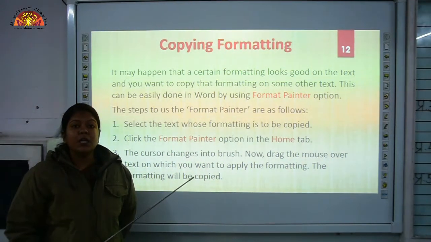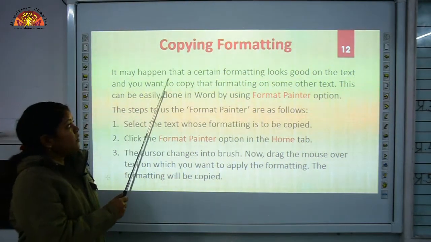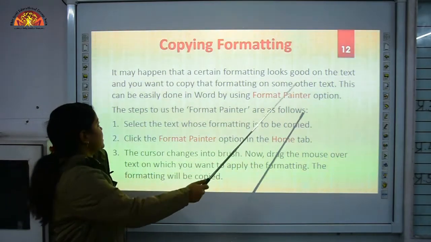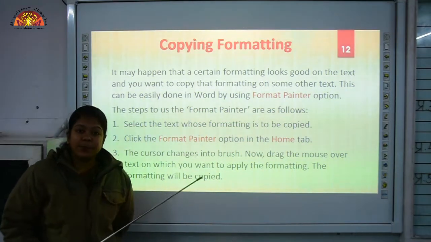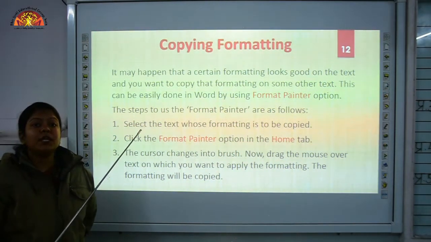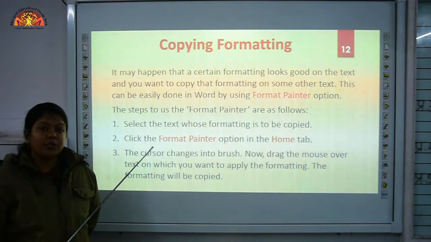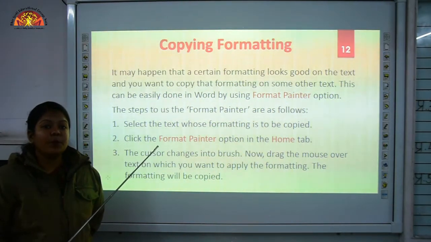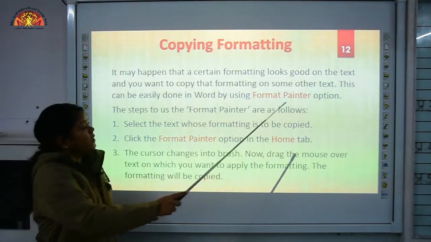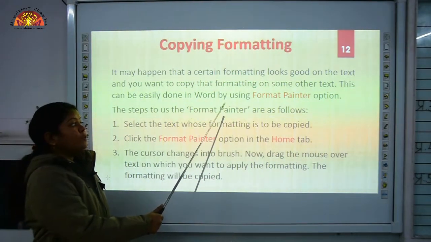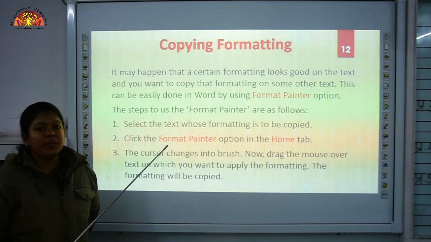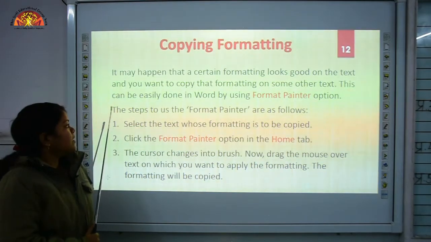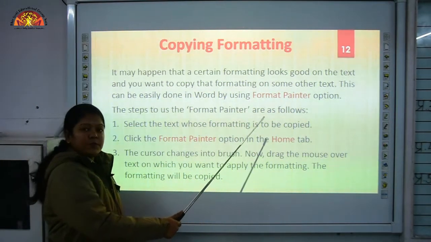Students, now we will learn how to copy the formatting from formatted text. It may happen that a certain formatting looks good on the text and you want to copy that formatting onto some other text. Students, if you like the formatting of some text, then we can copy the formatting of that text and apply that copied formatting to the new text. This can be easily done in Word by using the Format Painter option. So we use the Format Painter option to copy the formatting of the text. The steps to use the Format Painter are as follows.